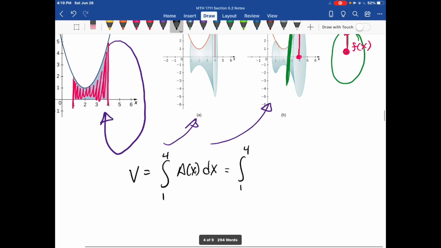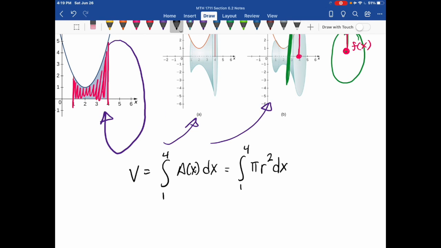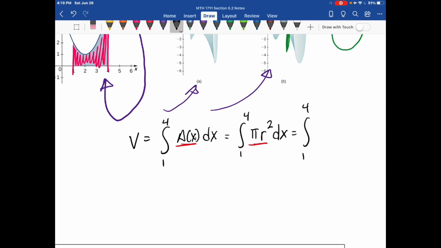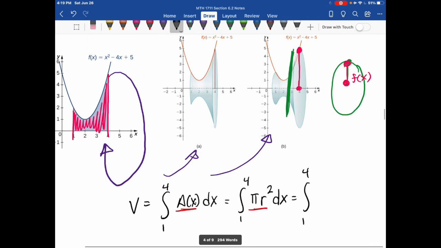And I need to evaluate the area of the cross section. Now we said that the area of the cross section is a circle that has a radius of the value of the function. The area of a circle is pi r squared. So that's going to be my area formula for the cross section. But I need to write this in terms of x, so I'm going to keep going.